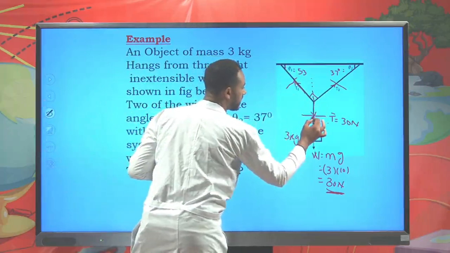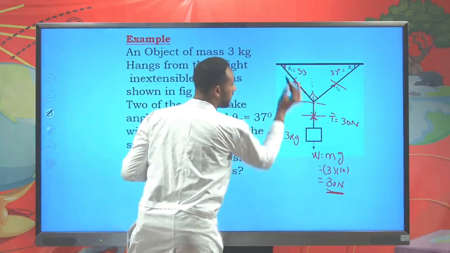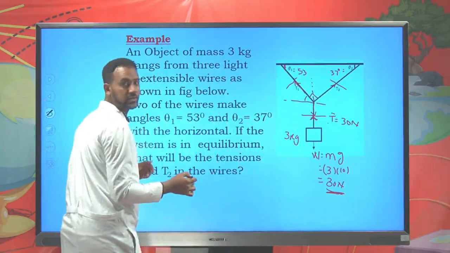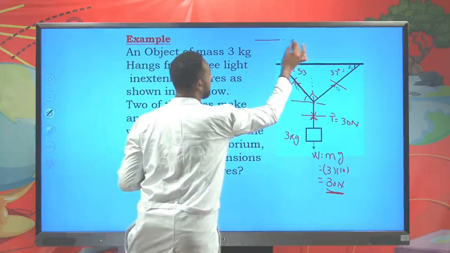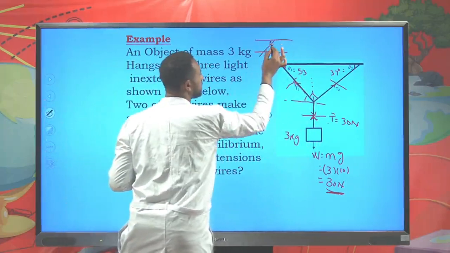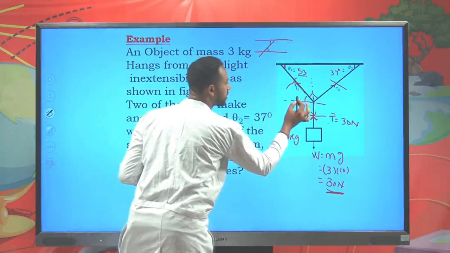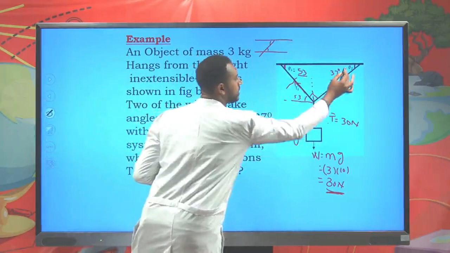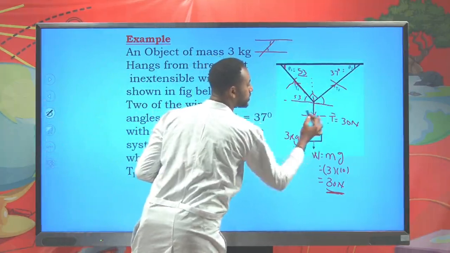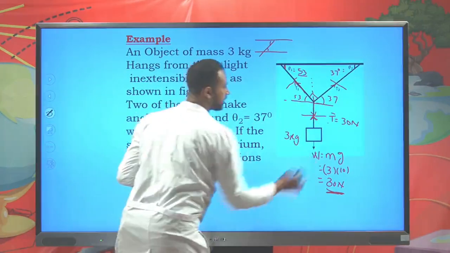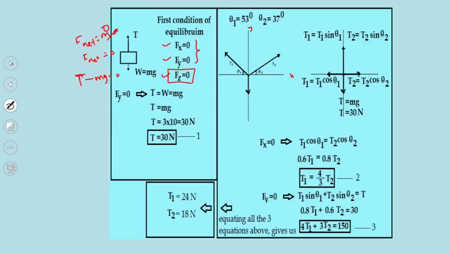When you put the axis here, this angle and this angle are alternate interior angles for two parallel sides, and here this angle and this angle are also alternate interior angles. If this is 53, this is also 53. If this angle is 37, this is also 37. Therefore, we can put it on the xy plane like this: theta 1 is 53, theta 2 is 37.